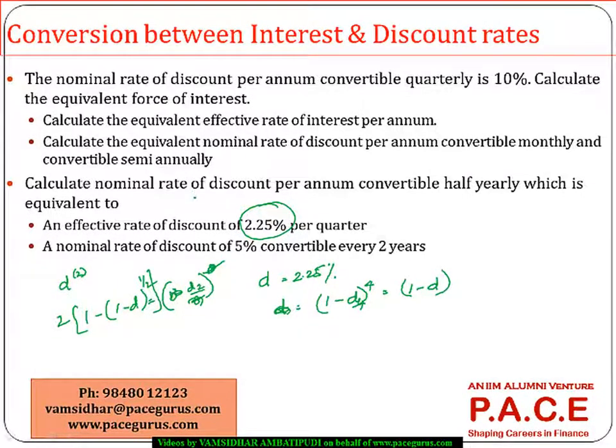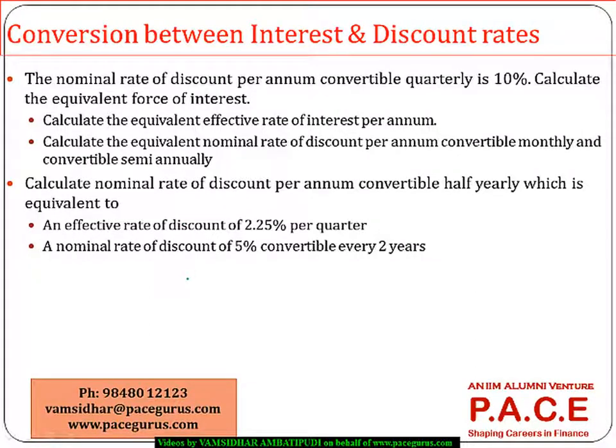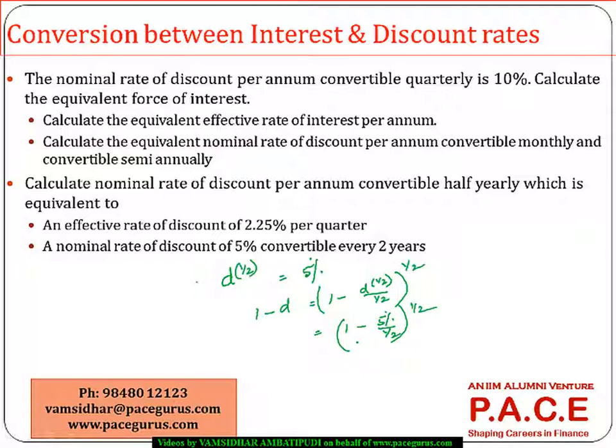Now look at another thing. A nominal rate of discount of 5%, convertible every 2 years. It's not convertible every half year or something, which means this is D half. Same logic. D half is being given as 5%. So again 1 minus D is equal to 1 minus D half by half to the power half. Right? 1 minus D2 by 2 to the power 2. 1 minus D half by half to the power half. So 1 minus D will come out as 1 minus of D half is 5% by half to the power half.